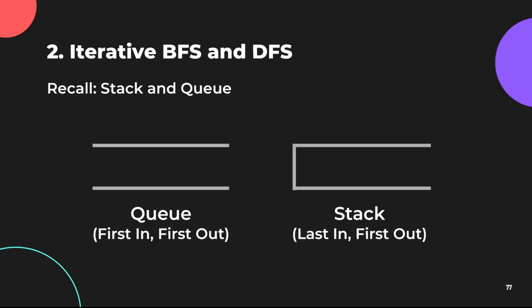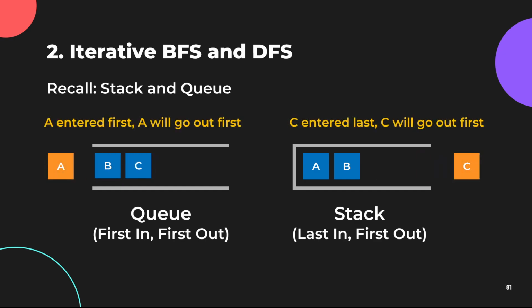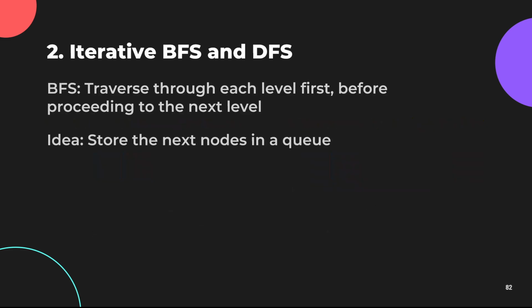So a quick recall on stack and queue for those who forget, I hope not. You put A, B and C, but if you want to take one element out, which one goes out in the queue? A, okay, first in, first out. How about the stack? C, okay. So first in, first out compared to last in, first out. Then we are going to see how BFS and DFS work.